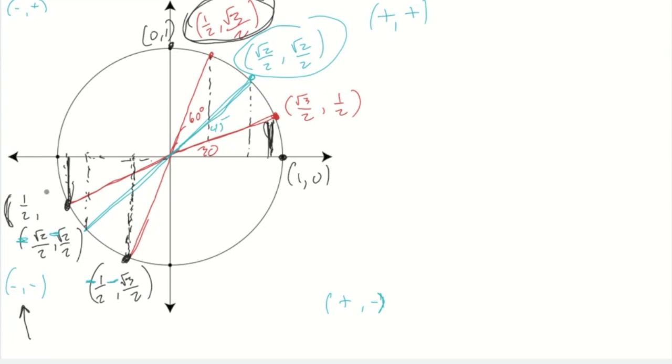It's going to be 1/2 and then square root of 3 over 2. But they're in this quadrant, so they're both negative.